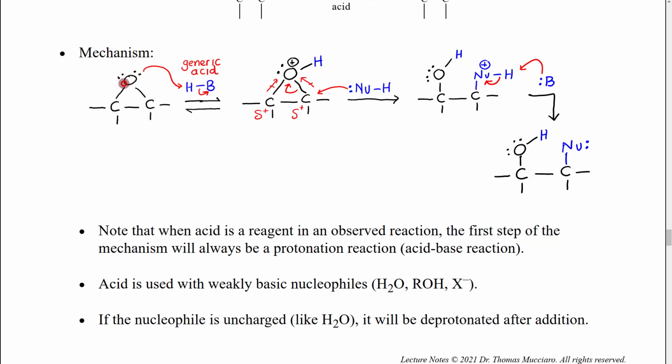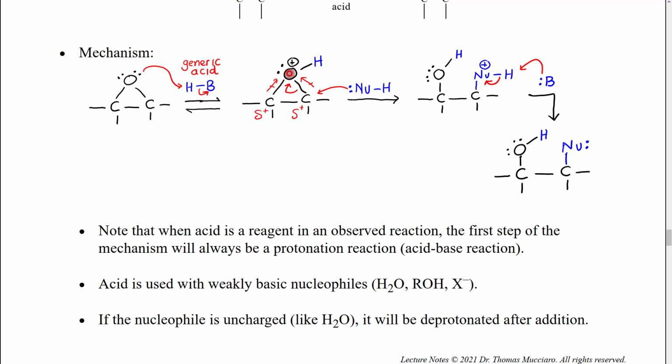In the first step then, the oxygen lone pair will react with the hydrogen of the acid in an acid-base reaction. It'll make a bond to that hydrogen, and a pair of electrons will be pushed out onto the base on the other side.